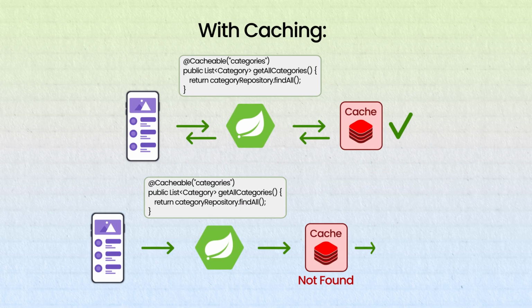If it doesn't exist, Spring runs the method, gets the data from the database, stores the result in the cache, and then returns it. That is the basic idea. One annotation can change the flow of the entire API.